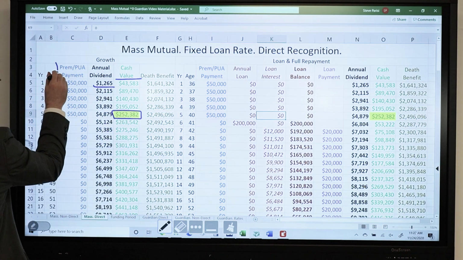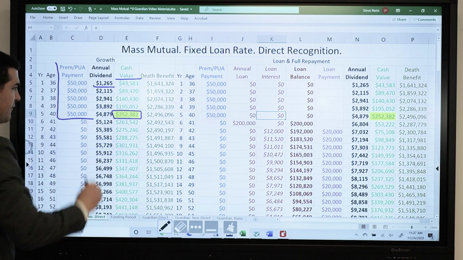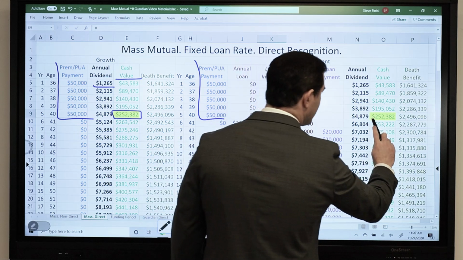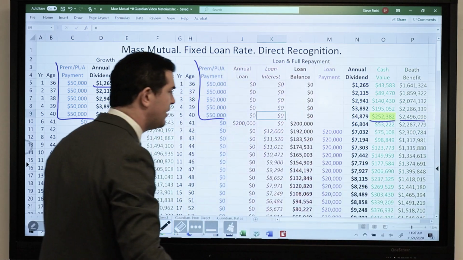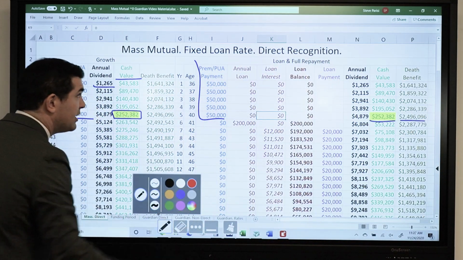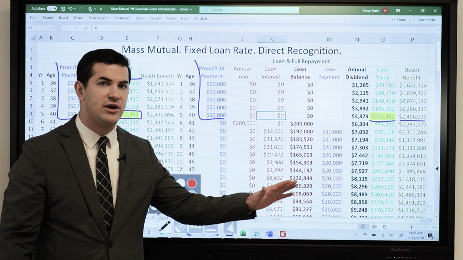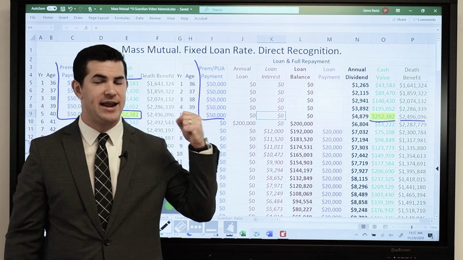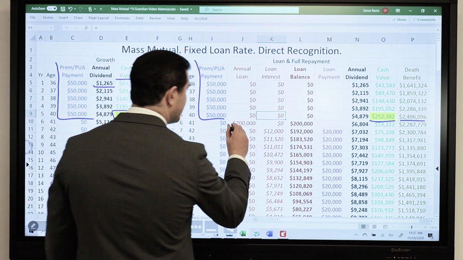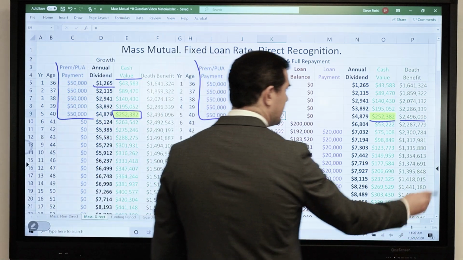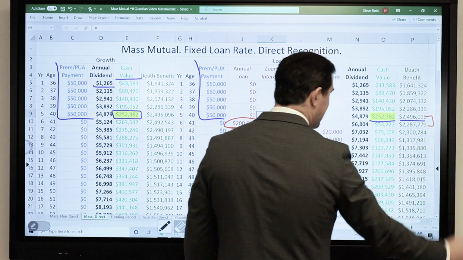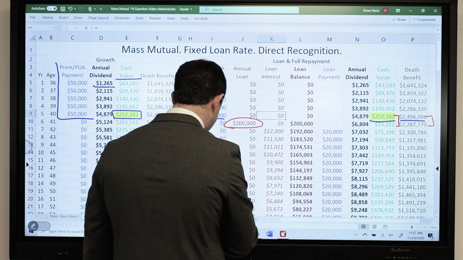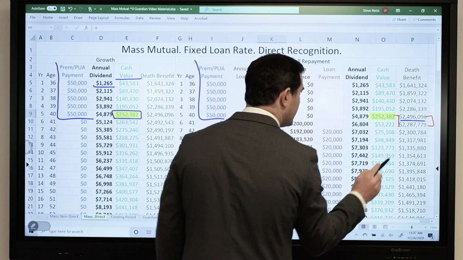Now, same thing, funding for 5 years, same thing over here. Cash value, break-even point, all that good stuff. Here's the difference. So remember, MassMutual's direct recognition contract raises the dividend on borrowed funds when I take out a loan. The $200,000 loan comes out. Death benefit drops. Cash value is the equity or gauge that determines how much I can borrow.